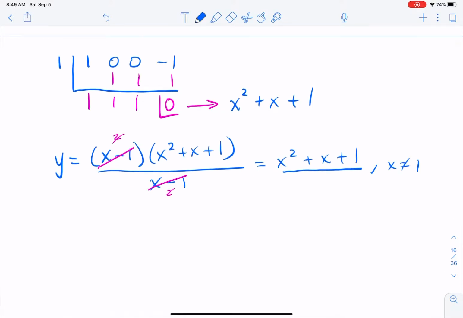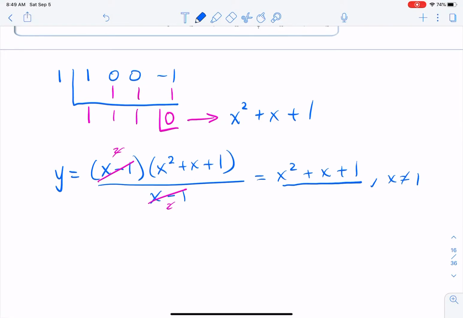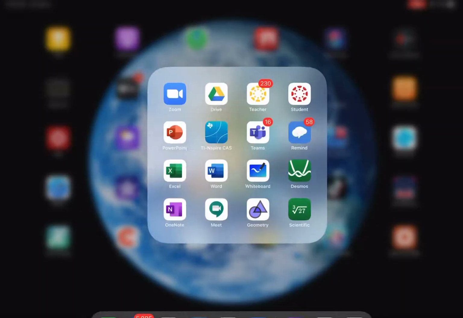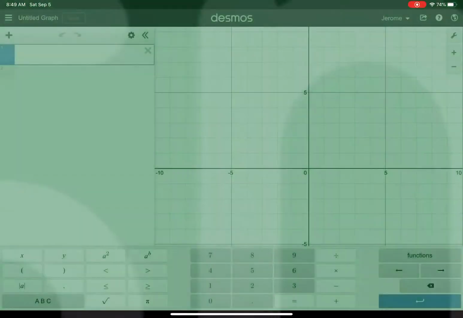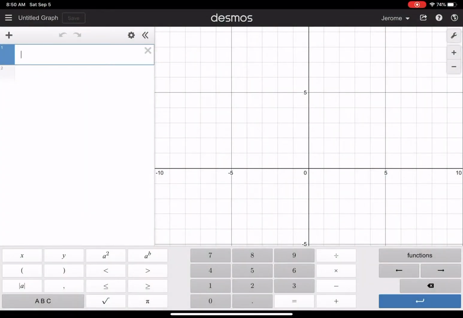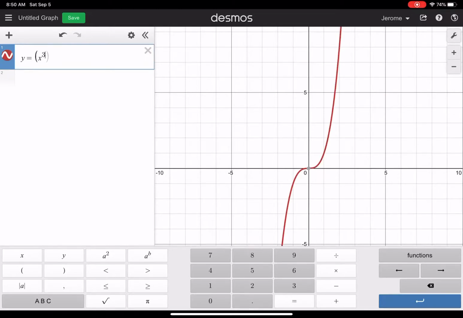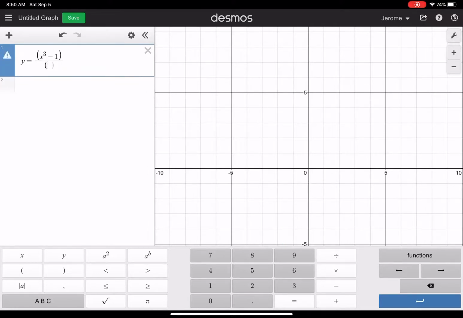It's a parabola, and this function is identical to this one here everywhere, except at x equal to 1. As a matter of fact, if you pull up a graphing calculator, which I will do, I'll use Desmos. Okay, and then we will type in our original function here. We'll type in y equals, put in some parentheses, x cubed minus 1, and then arrow out of this, division, and then x minus 1. Right, and hit enter on that.